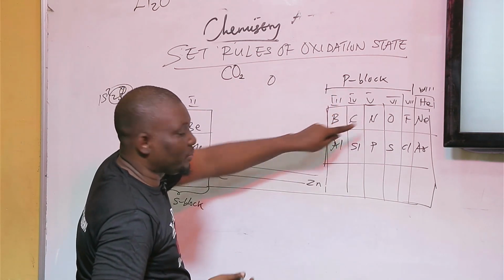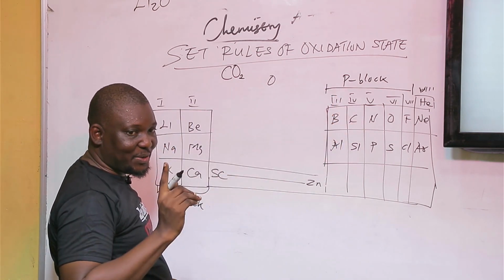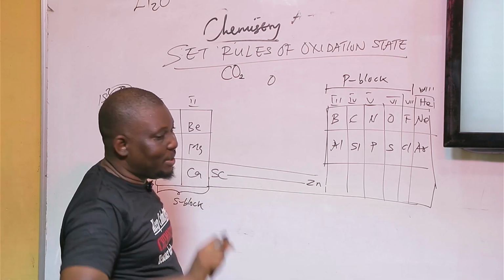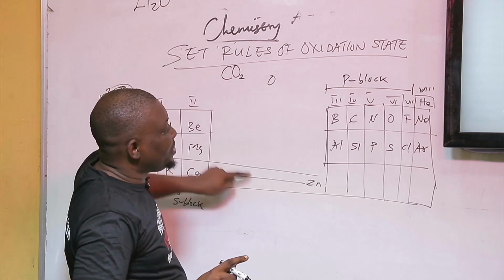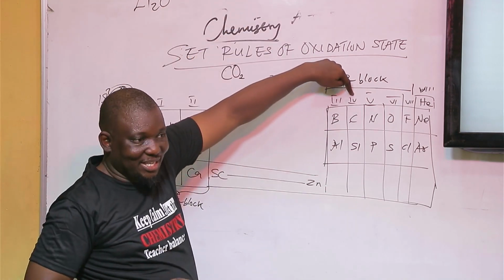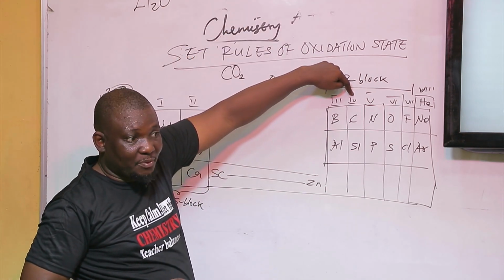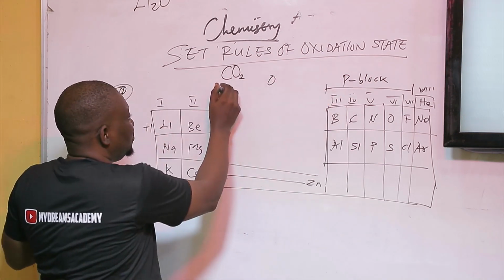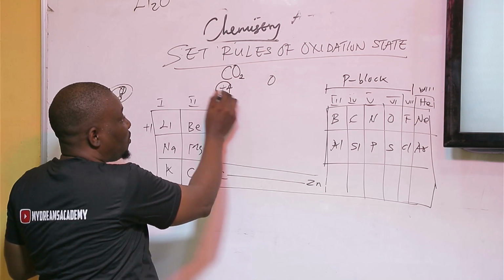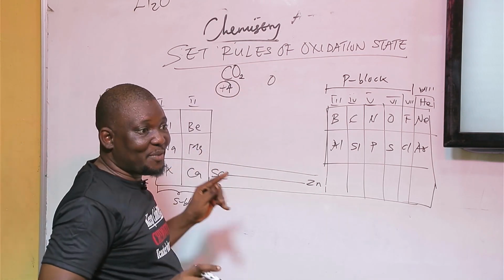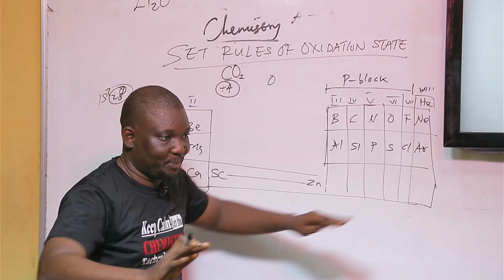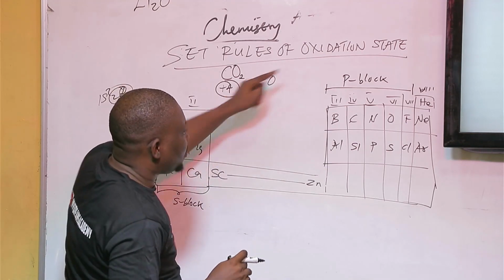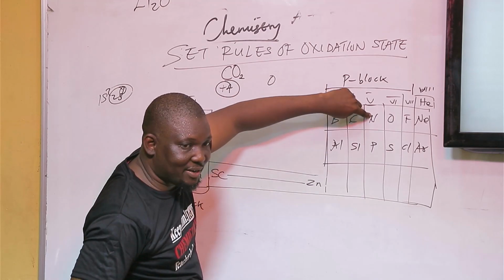Those of group 5 also vary. But take note, when they are varying, the highest oxidation state of elements in group 4 will be the group they belong to. You can't exceed their group. So the highest oxidation state of elements in group 4, for example carbon, is +4, and that +4 state is very much more stable. Are you with me?